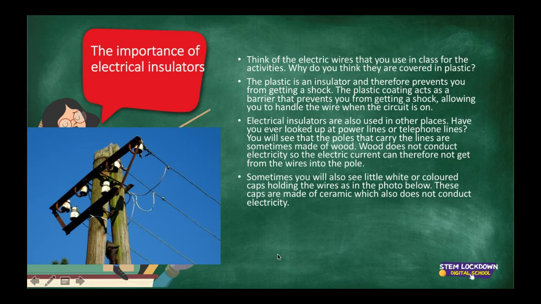Sometimes you will also see little white or colored caps holding the wires, as in the photo below. All right, just on the left. These caps are made of ceramic, which also does not conduct electricity.